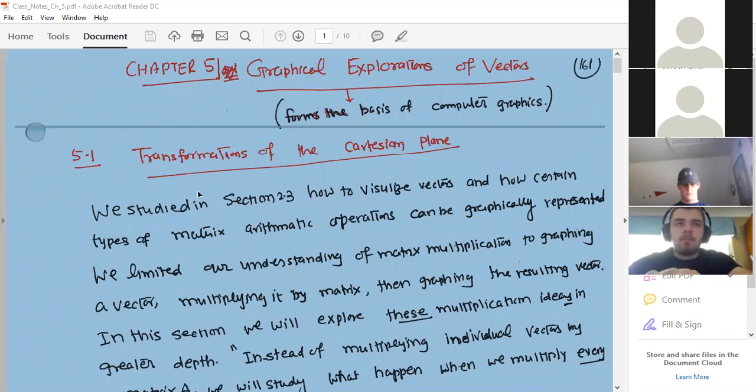So look at over here. It says the graphical exploration of the vectors, the transformation of Cartesian plane. That means whenever we write the vector, suppose we write Ax = b. Usually this is the matrix equation, Ax = b, where A is the coefficient matrix, x is the matrix of unknowns, and b is our column vector. But guys, please look at over here. What does this matrix actually represent? It actually represents a transformation.